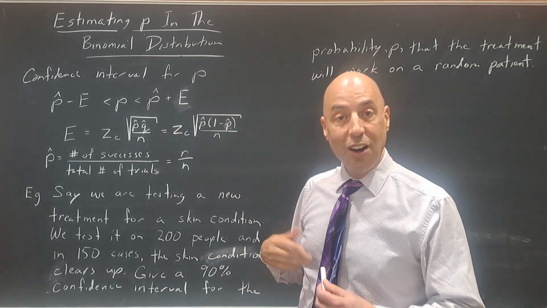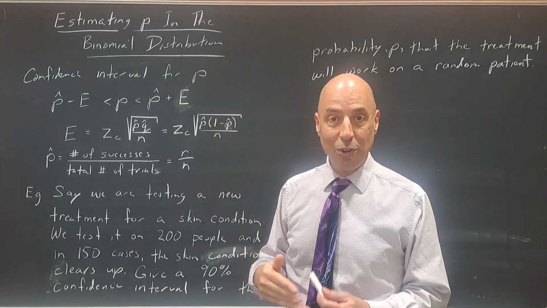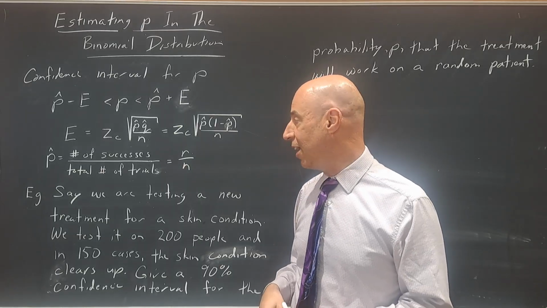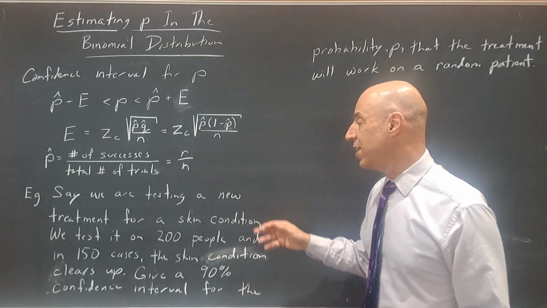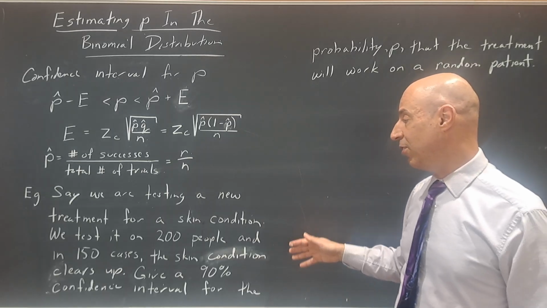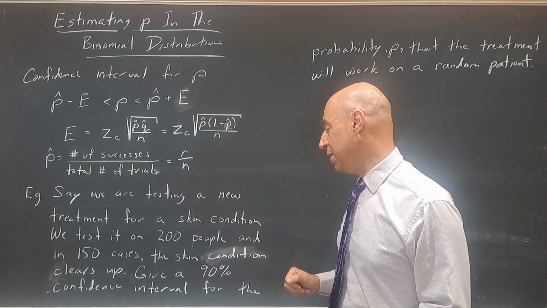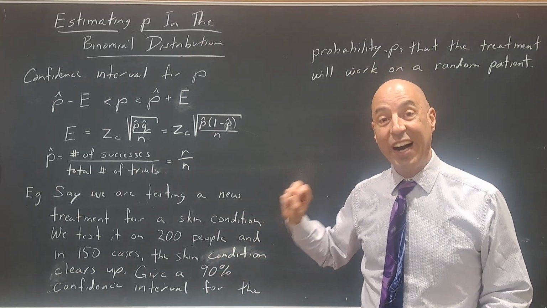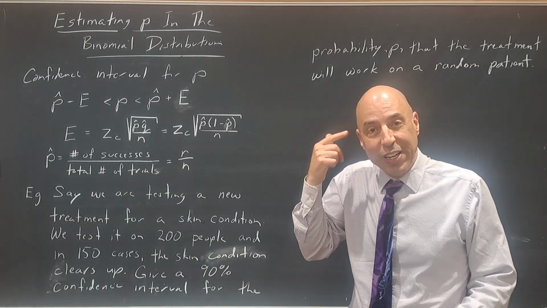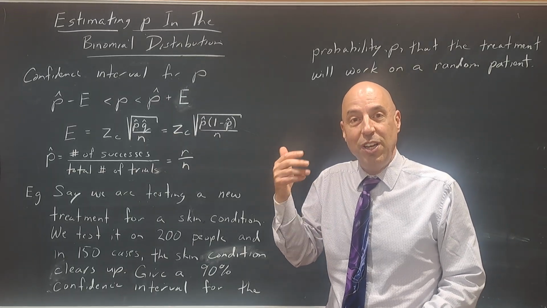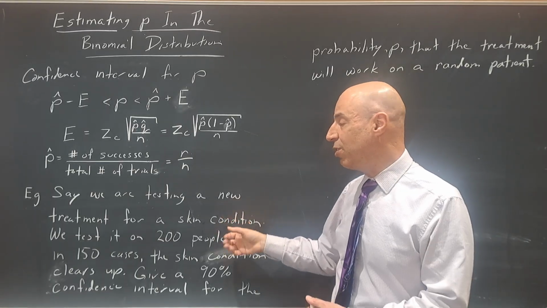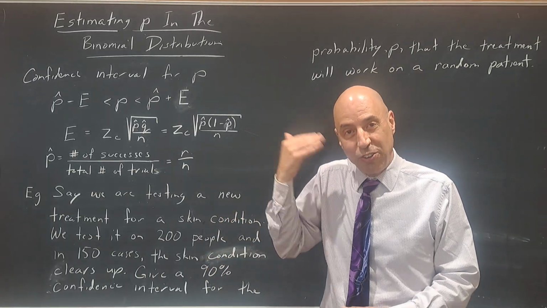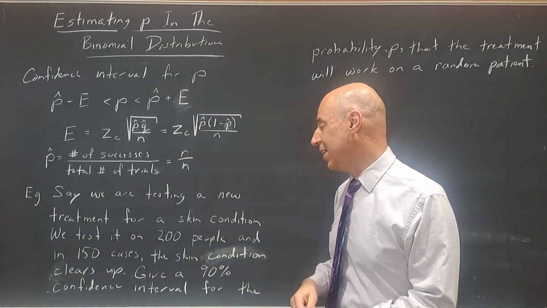Okay, so hopefully that wasn't too quick, but you can always rewind the video and have a look at it again. So let's take a look at an example. Say we're testing a new treatment for a skin condition. We test it on 200 people, and it works on 150 of them. So already in your mind, you should be able to see what P hat is. Because we tested it on 200, it worked on 150. Just make sure that in your head, you know what P hat is.